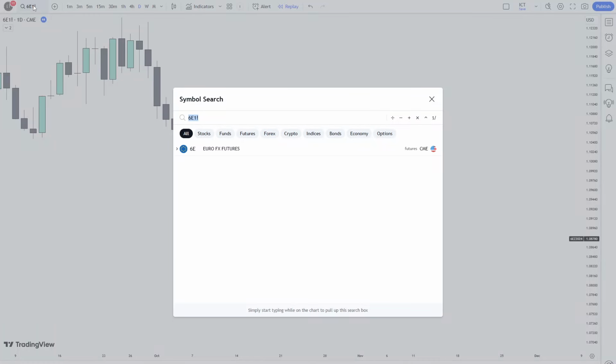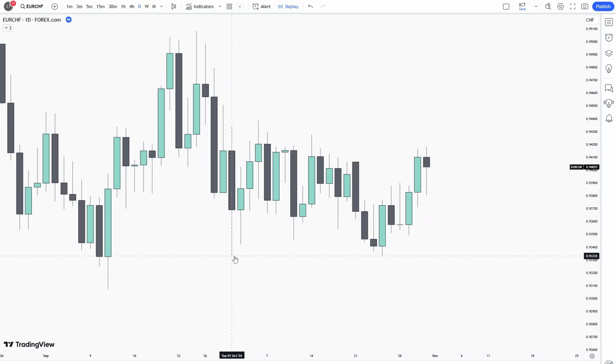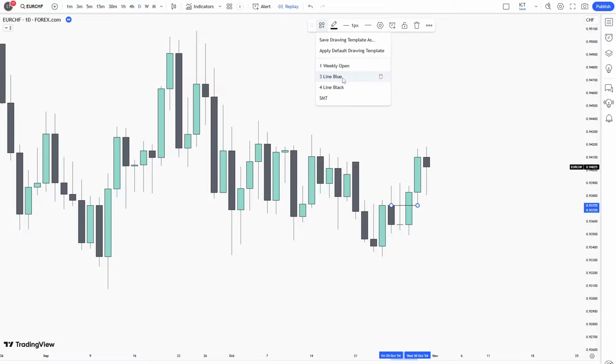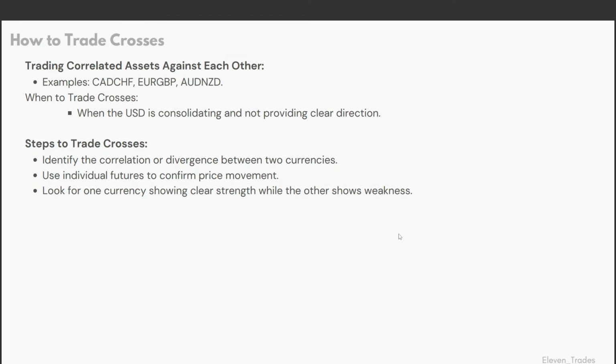So searching for the euro CHF exotic, and as you can see, the euro CHF is expanding to the upside and supporting the order blocks. So this was the example of comparing the stronger pair versus the consolidating pair. Now last comes how to trade the crosses. So usually we do not trade the crosses until the dollar is consolidating. Like for example, when the dollar is long-term consolidating, then we can trade the crosses.